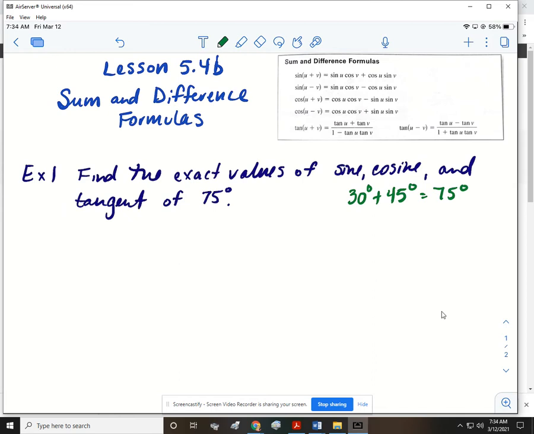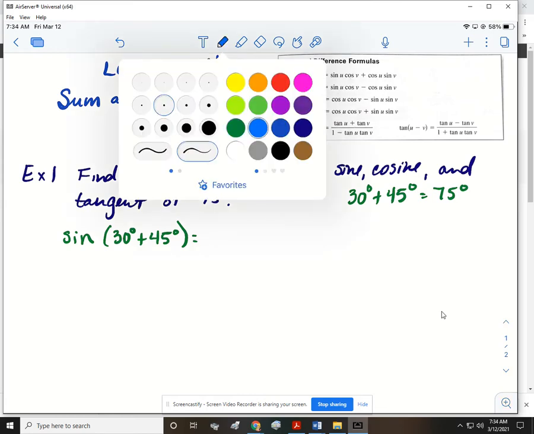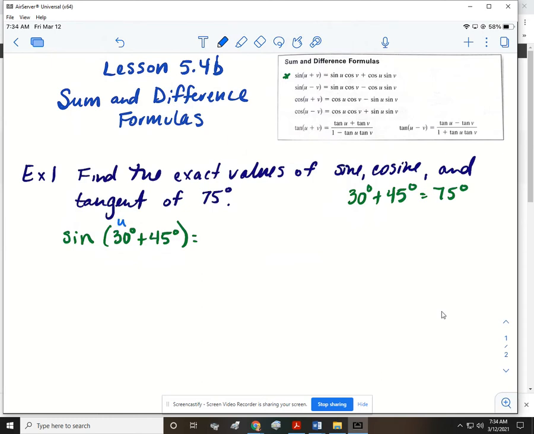All right, so let's start with the sine. The sine of 75 degrees is going to be the same as the sine of 30 degrees plus 45 degrees. So we're going to use this first formula, and we're going to let 30 degrees be U and 45 degrees be V. I'll just plug our 30 degrees and 45 degrees into the formula.